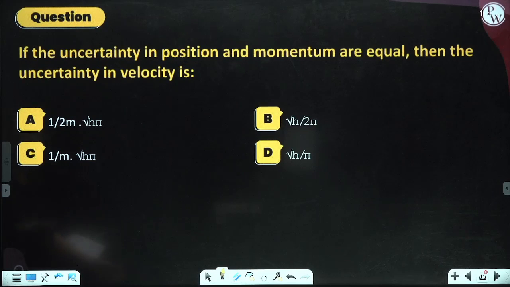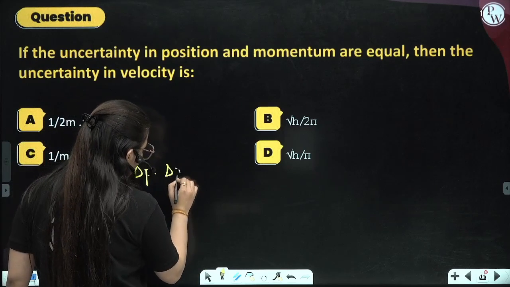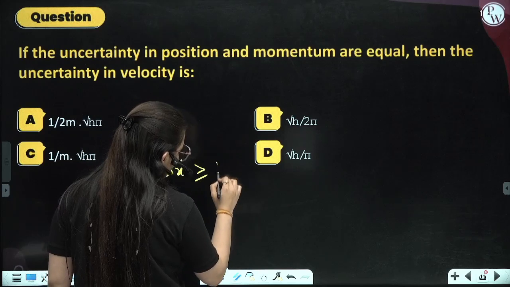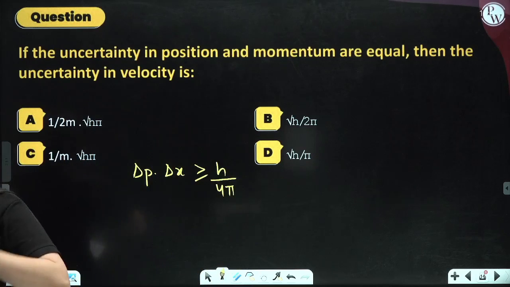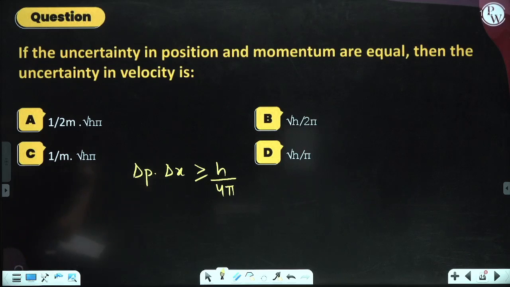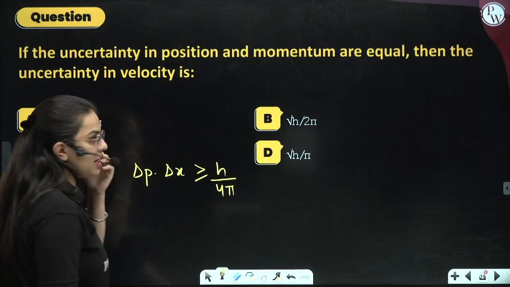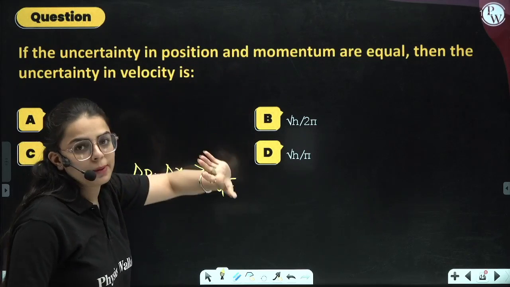If you don't know the formula, I can tell you the formula. That is delta P, change in momentum, into delta x, change in position, is more than or equal to h by 4 pi. This is the initial formula. Now you just have to put the values and find out the answer. See, uncertainty in position and momentum are equal, right?